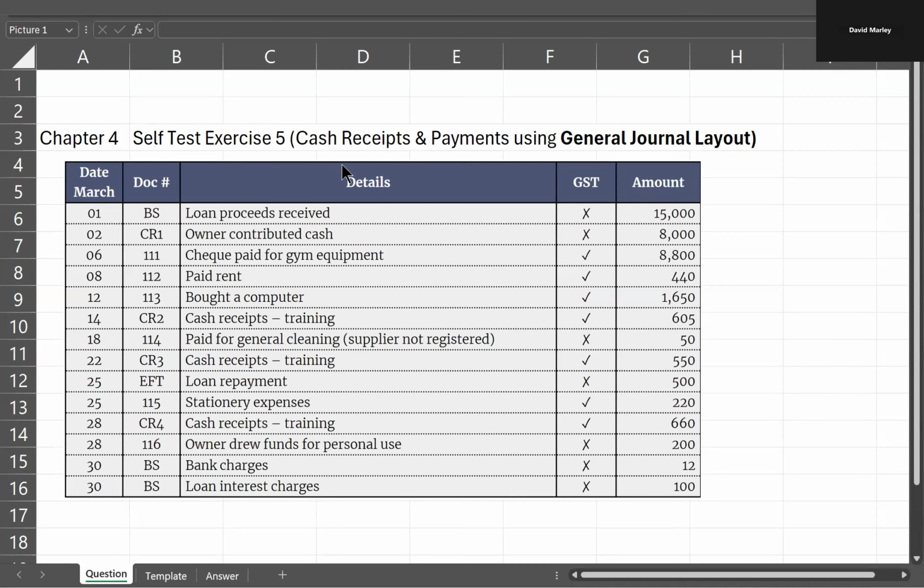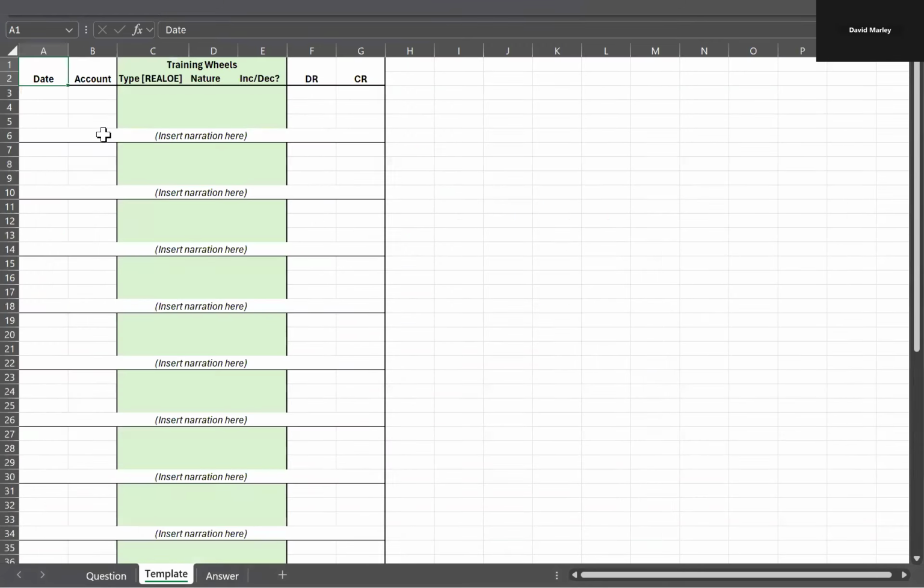Let's take a look at self-test exercise 5 for chapter 4. We're going to do it a little bit different to what the book asks for. It's asking for a cash receipts journal and a cash payments journal. But as we've discussed, that's not something that we tend to use after this week. So we've kind of moved away from using it at all. And instead, we're going to use a general journal layout.